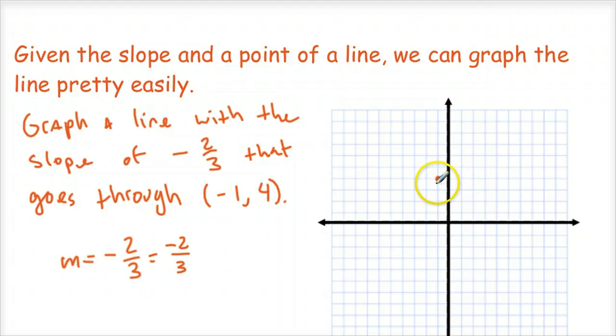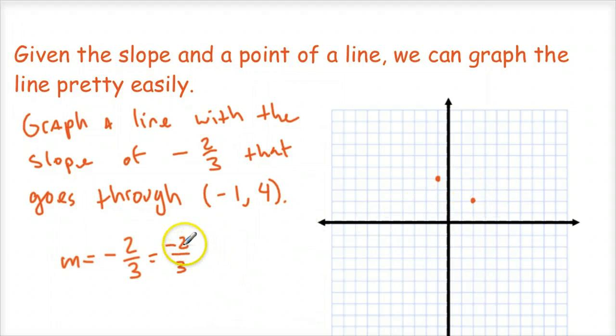So the negative 2 tells me that I'm going to change vertically down 2 units, because negative would send me down, right? Positive is up, negative is down. So I'm going to go down 2. And now the run, or the horizontal change, is 3 units, and it's positive 3 units. So I'm going to move to the right 1, 2, 3 units. And that's where I'm going to put my next point.